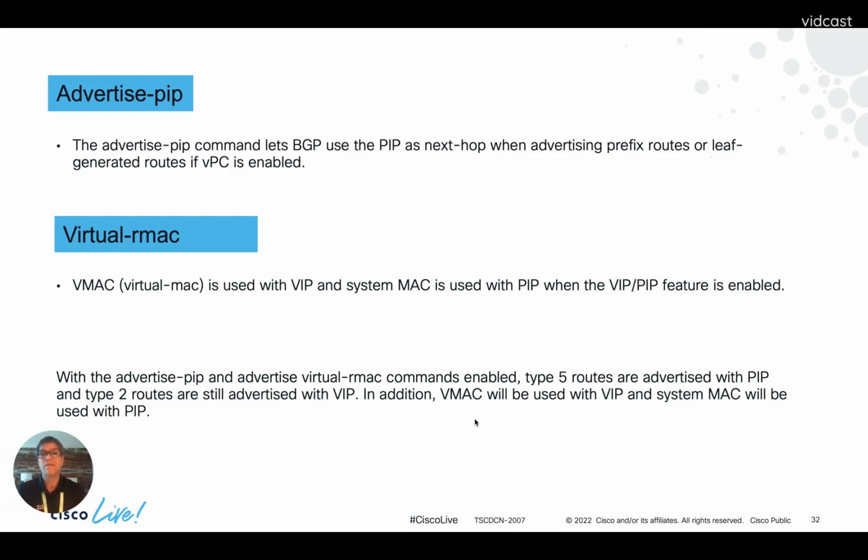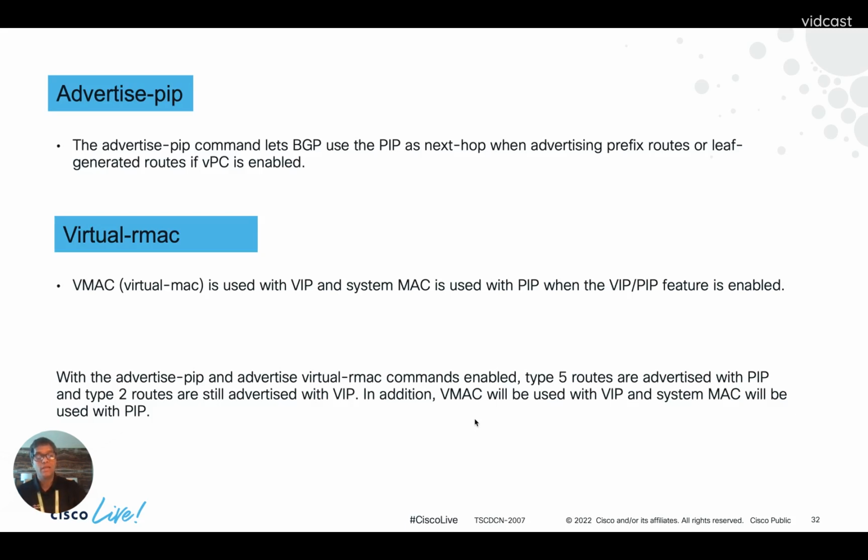those will be sent with a primary IP address, and the HMM learned routes, which will be type 2 routes, those will be sent with the secondary IP address. Virtual RMAC is used with the type 2 routes, which are the HMM routes, and the system MAC is used with the primary IP. So for that we need the virtual RMAC command. So these two commands work together.